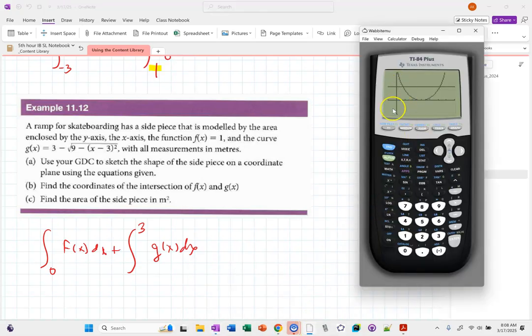Again, to find that, I'm just going to find the intersection of the two curves. So second trace, intersect command, enter, enter, enter. Oops, wrong intersection. Intersect command, enter, enter, and then I guess I need to give it a better guess than that. That should be close enough to find the one I want. There it goes. 0.764.